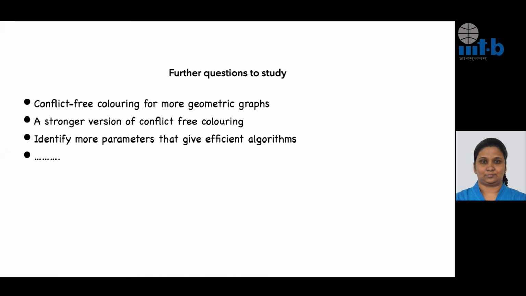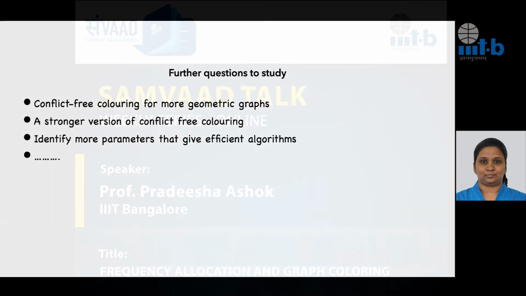I would be interested to hear from colleagues working in areas like robotics, cellular networks, and web networks, who can point me to interesting graphs for which conflict free coloring can be studied. So that was my talk. Thank you for your attention.